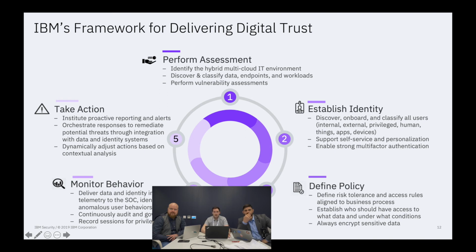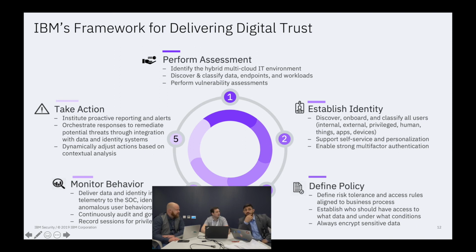Defining your policies: define a risk tolerance and access rules to the business processes. I think it's a good point to make, aligning the access rules to meet the business processes, because a lot of the time the two can conflict, like the blanket multi-factor authentication policy, which no one likes. So the context is an important one, and establishing who should have access to what data and under what conditions. And something that should always be standard is always encrypt your sensitive data.